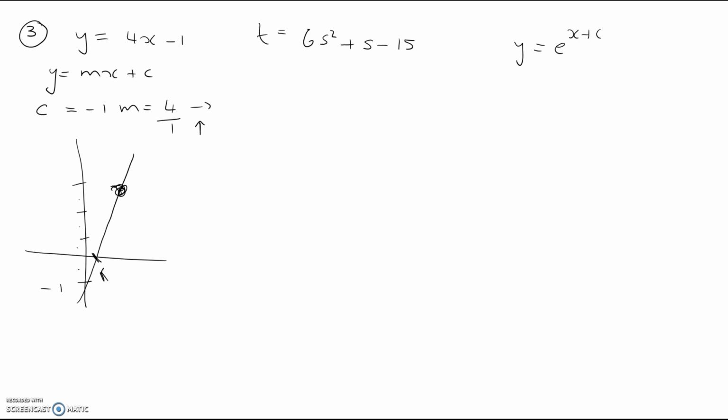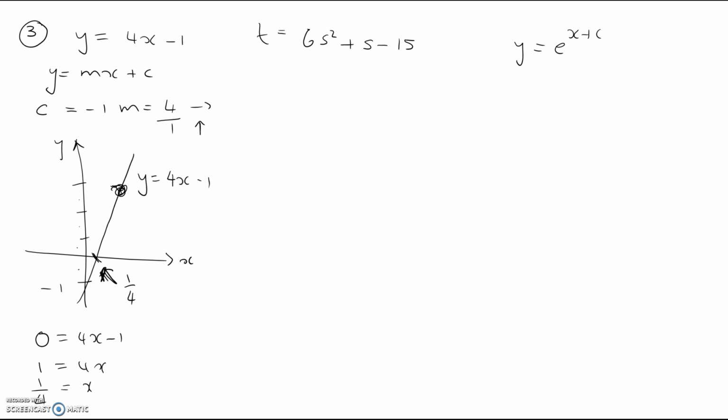We do need to mark off that point there. That is where y is equal to 0, so 0 equals 4x minus 1. So 1 equals 4x, x equals 1 over 4. So mark that in as 1 over 4, label your axes, and you're done.